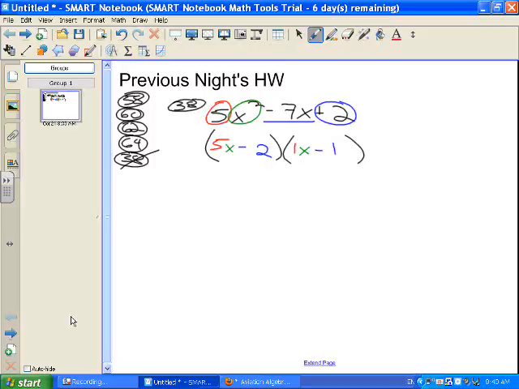So 5x times 1x is 5x squared. 5x times negative 1 is negative 5x. Negative 2 times x is negative 2x. And negative 2 times 1 is positive 2. All right, so I know that these work. Those always work. And then these two, I got a negative 7x in the middle. Is that what I wanted? Yep, so this is correct.